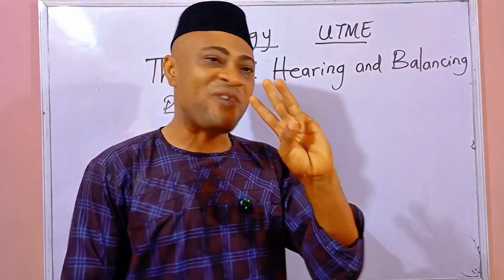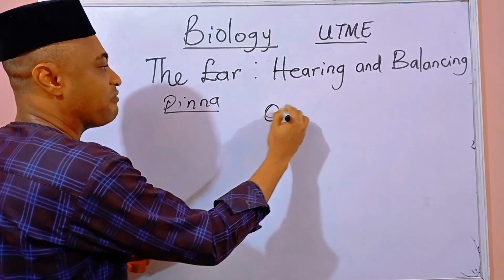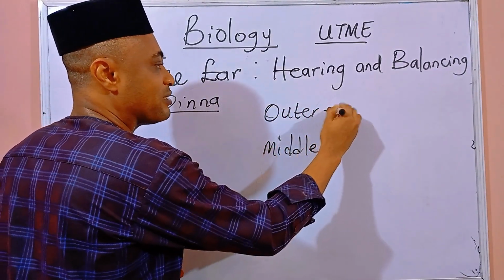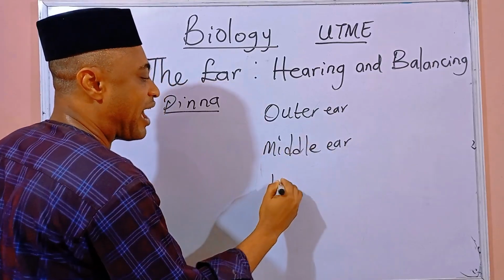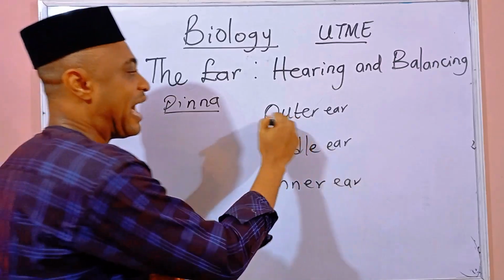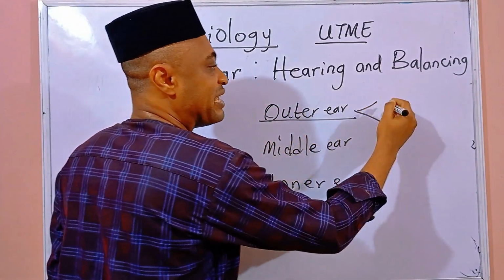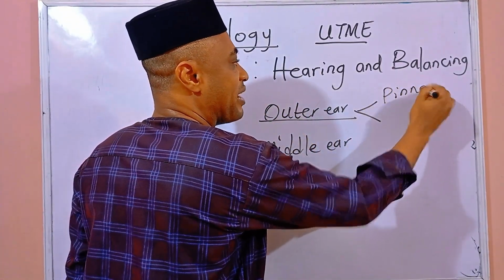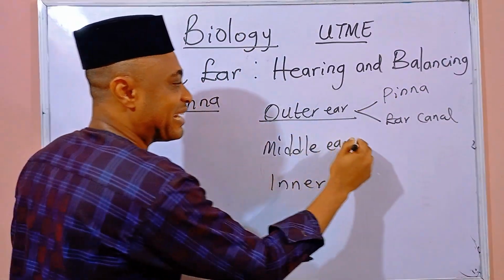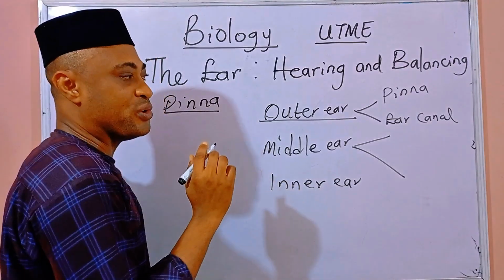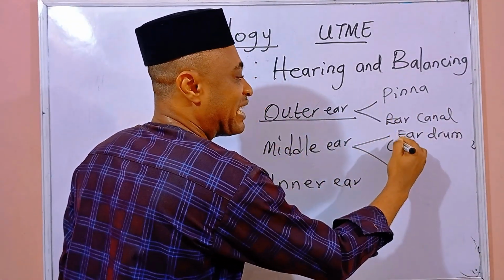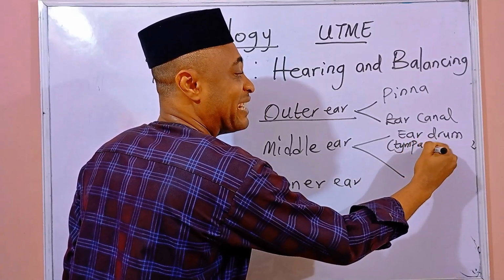The human ear is divided into three parts. We have the outer ear, the middle ear, and the inner ear. All right, now watch this. The outer ear is made up of the ear canal and the pinna. So we have the pinna and we have the ear canal. From the ear canal, we move down to the middle ear. That has what we call the eardrum. That is our tympanic membrane. We also call this the tympanic membrane.